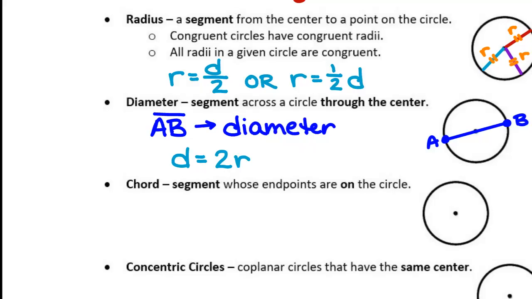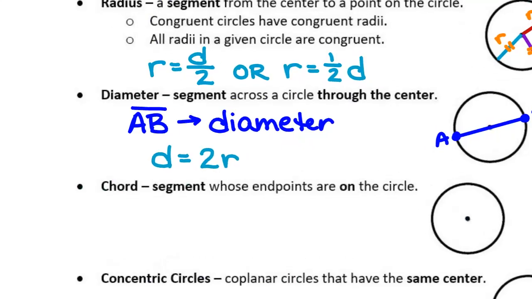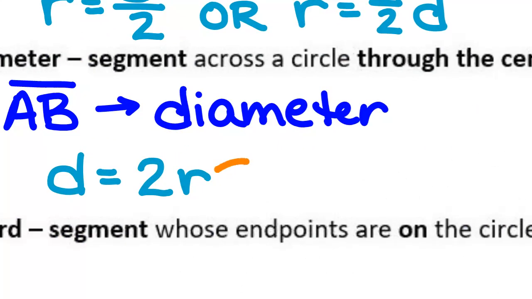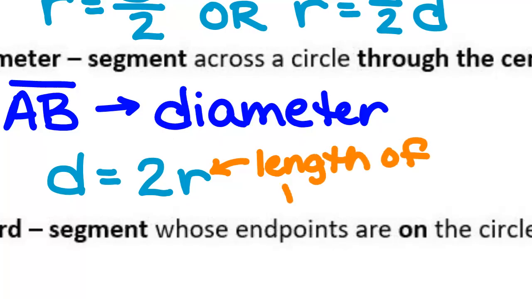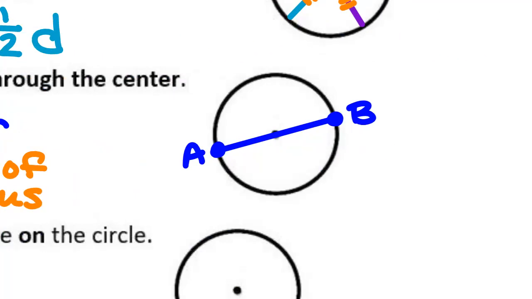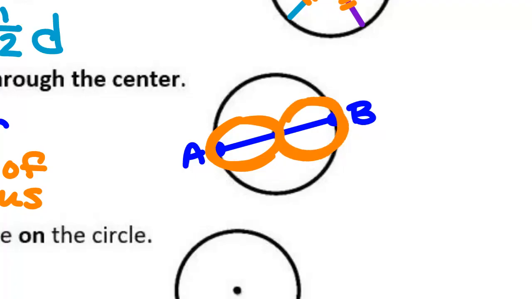Two radiuses. Do you see how on the circle up above we have them labeled as R? That is the length of the radius. 2 times R, yes. Because you have two radii. This right here is a radius, and this right here is also a radius. So the diameter is made up of 2 radii put together.